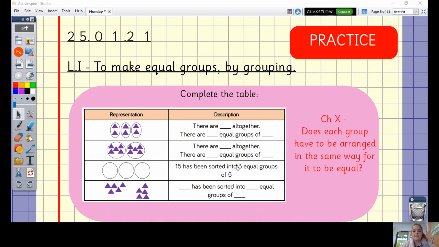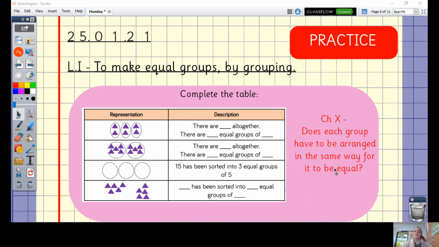See if you can have a go at the rest of them for me and count and read it carefully because this last one says something a little different. Blank has been sorted into blank equal groups of blank. Okay, have a little go and then the challenge as well. Does each group have to be arranged in the same way for it to be equal?